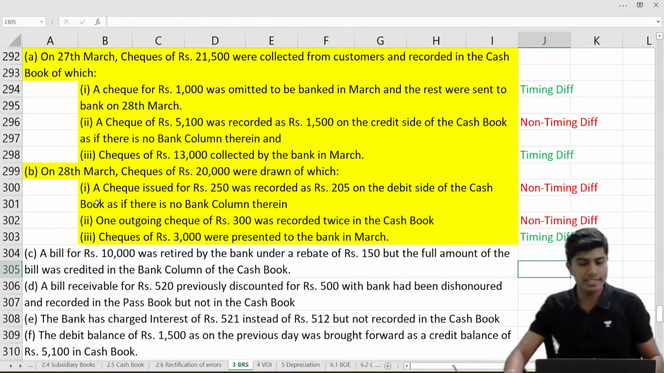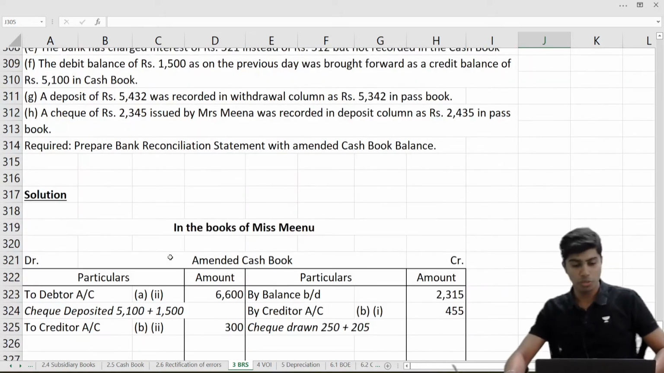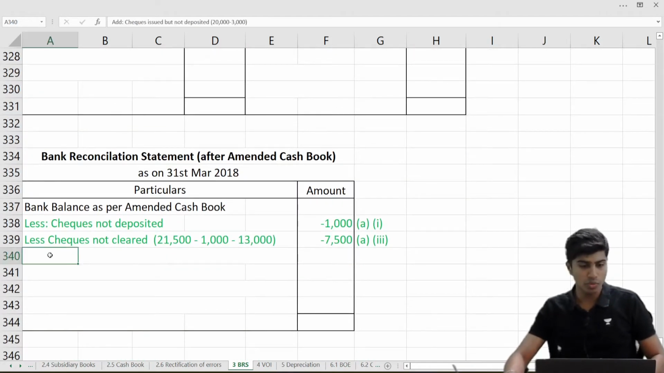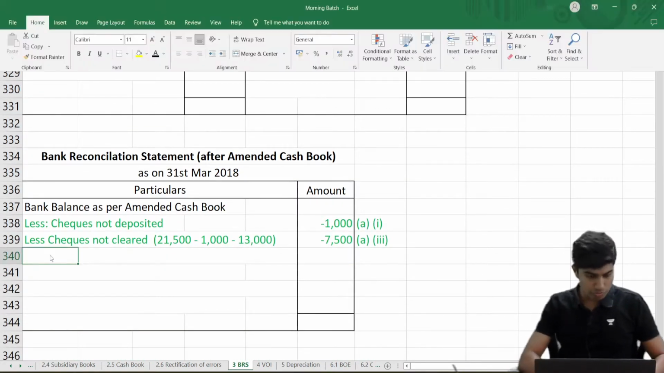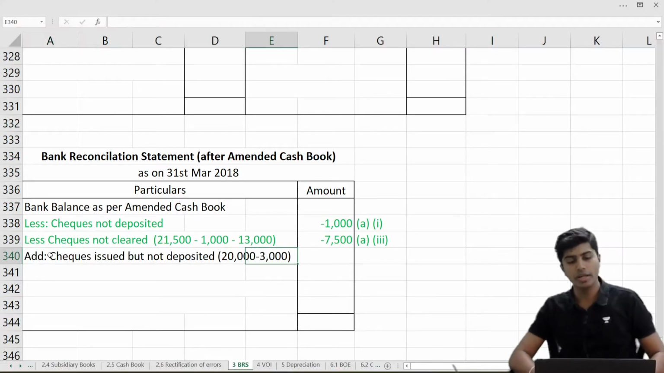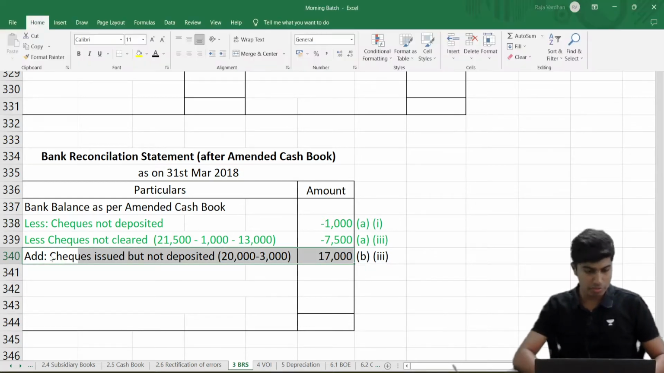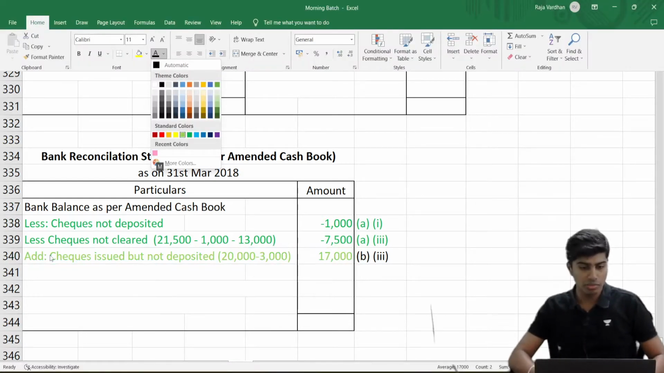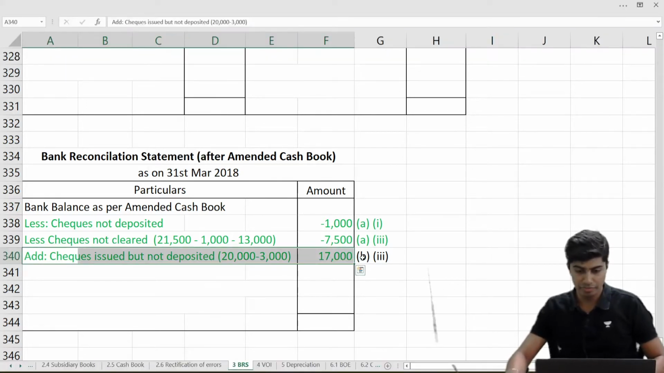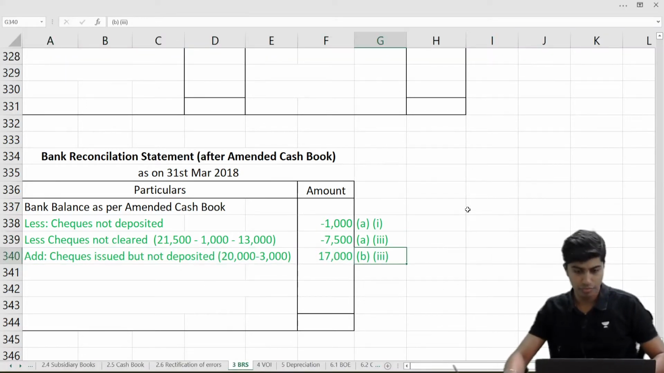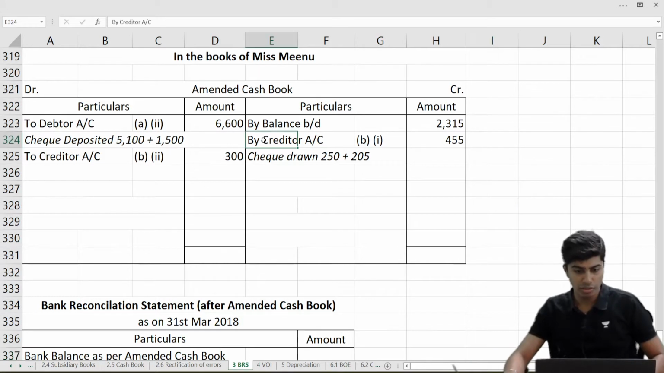So come on, let us write this 17,000 rupees now. So what do we do? Checks issued but not presented. 20,000 minus 3,000, 17,000. This is B3. Timing differences, let's keep them green. Non-timing differences, let's keep them red. These are non-timing differences.